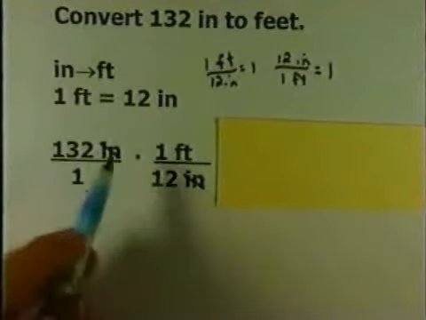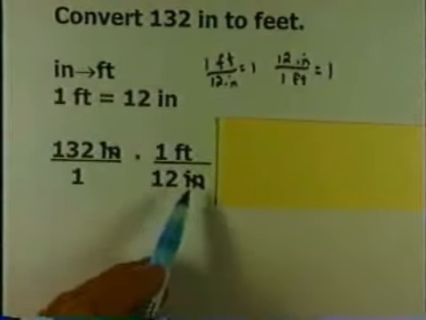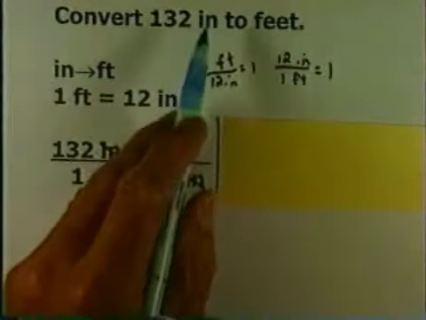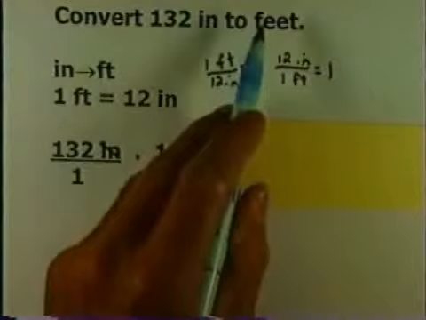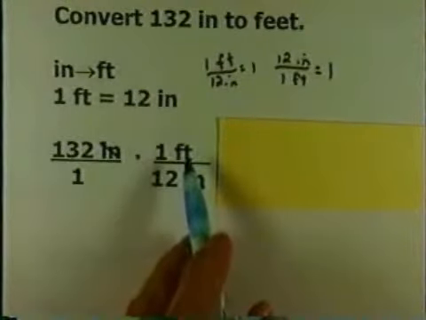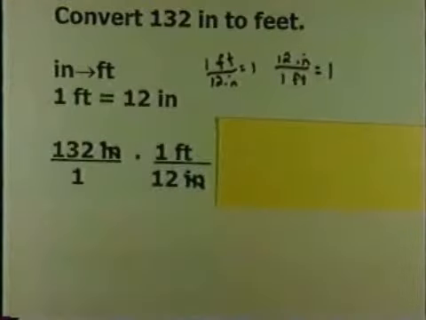Analyze your units so you cancel the ones you don't want, you're left with the ones you do want. I have inches, I don't want inches, I want feet. Cancel the ones you don't want, so you're left with the ones that you do want.